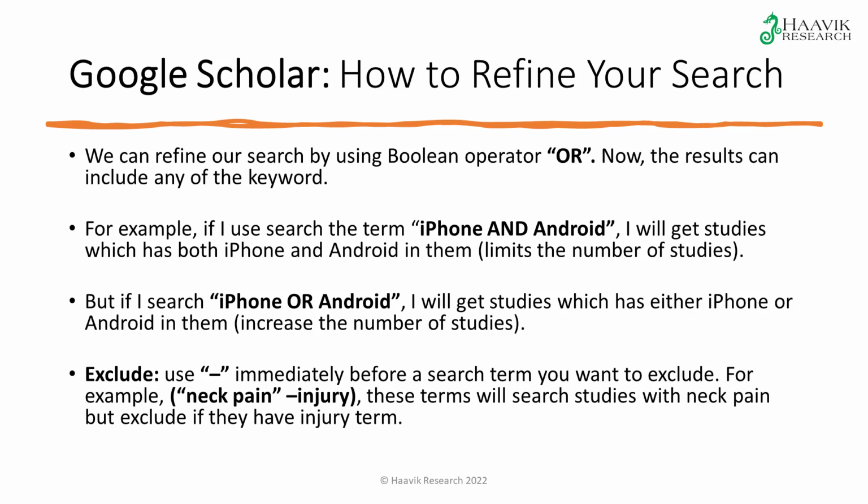So if you found thousands of papers and you wanted to narrow it down, think of using AND, which is also by default. By the way, if you just put iPhone Android, it will assume AND. If you found very few papers and you wanted to broaden your search a little bit, you could put OR in between the terms. Then you'll get more papers.